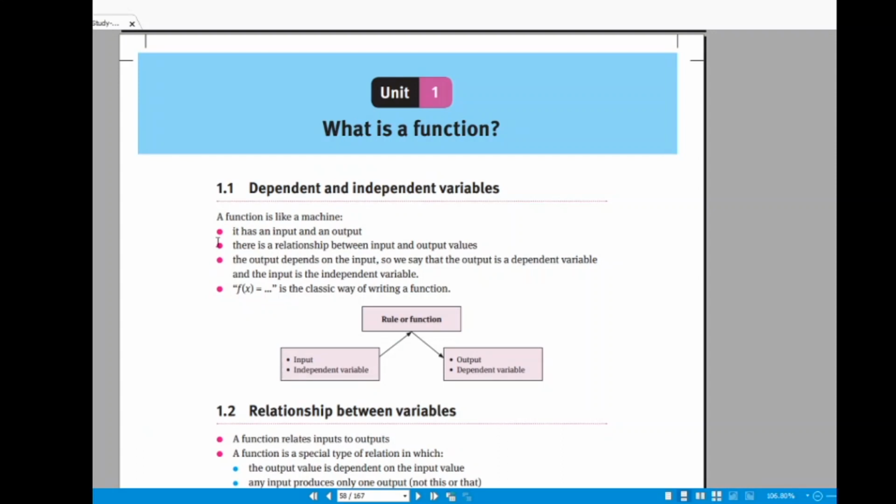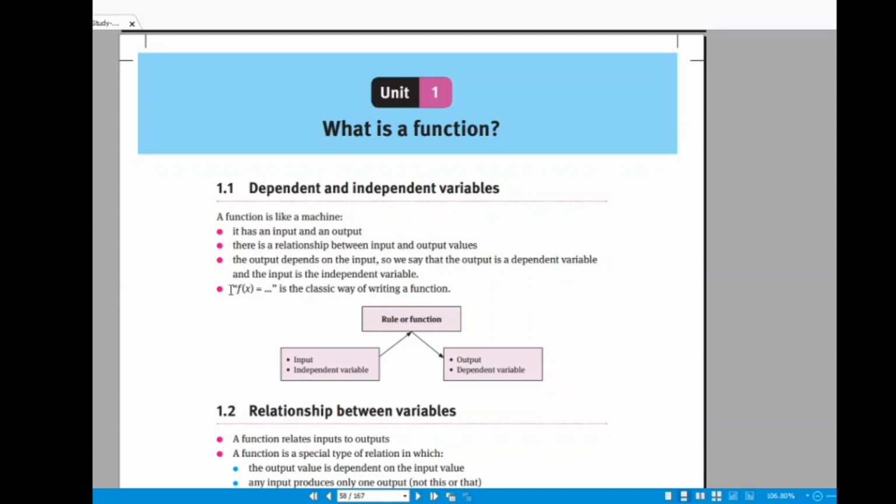Okay, a function is like a machine. It has an input and an output. There is a relationship between inputs and outputs. The output depends on the input. As I said, y depends on x because y is our output and x is our input, right? So we say that the output is the dependent variable and the input is the independent variable, right? Because if y is your dependent variable and x is your independent variable, it means in order for you to get y, you have to know the value of your independent variable x, right?